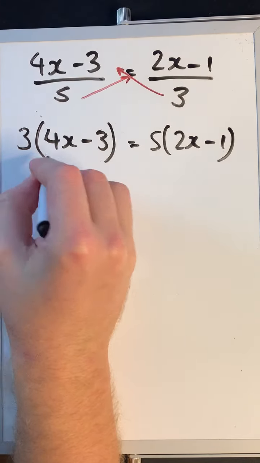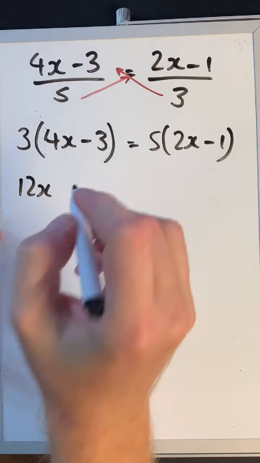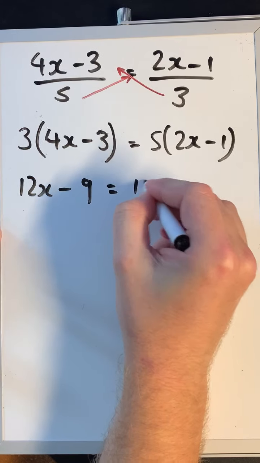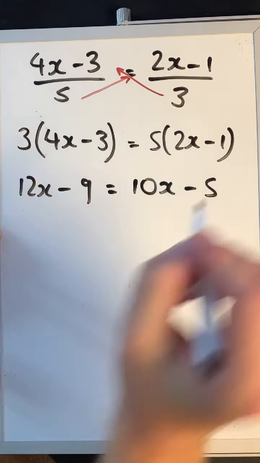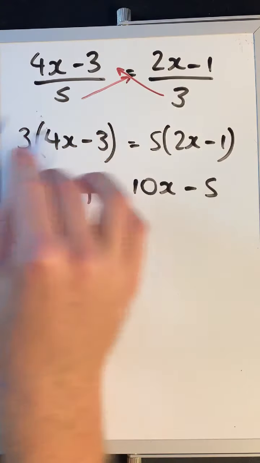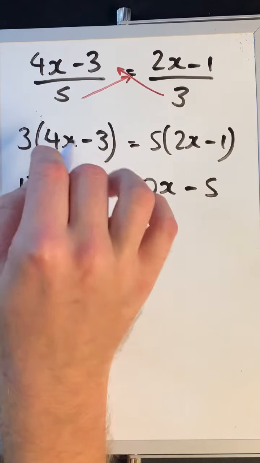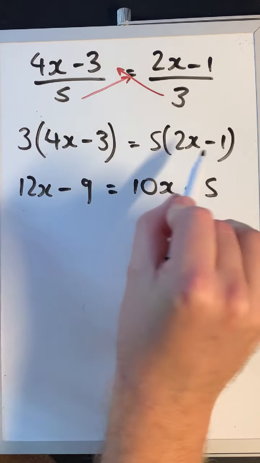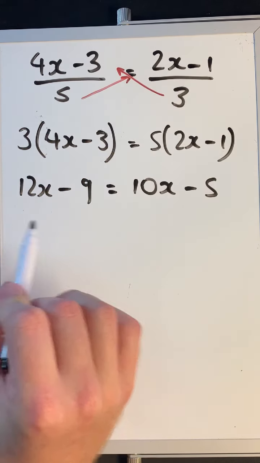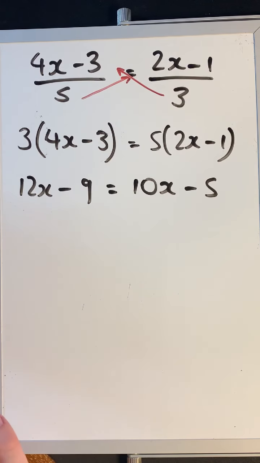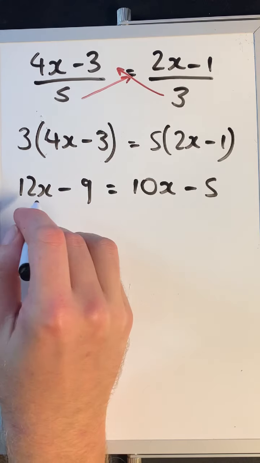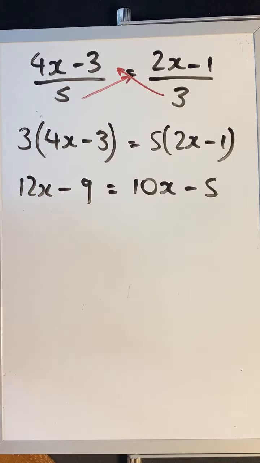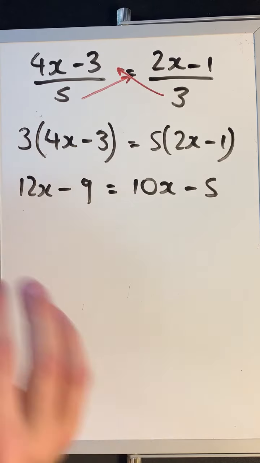So what have we got then? 12x minus 9 is equals to 10x minus 5. So if you notice now, this might be a step more, this cross multiplication, but we're on exactly the same type of question now as the last few. You've got something multiplied by something else. You've got to multiply them out to get separate terms. So in this case, we can now manipulate this because we've got separate terms. We can take x's to one side, numbers to the other.